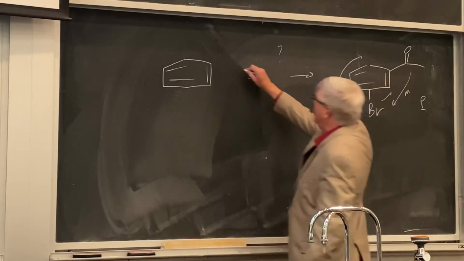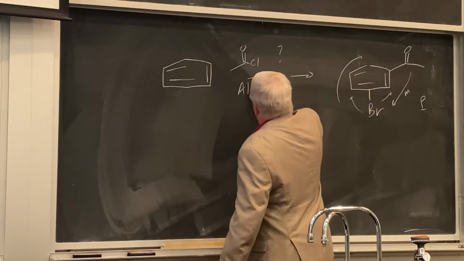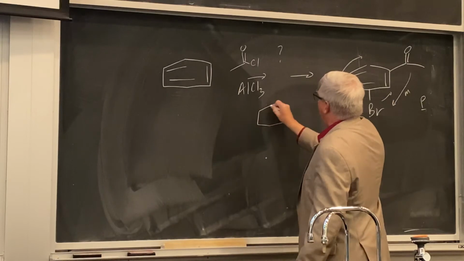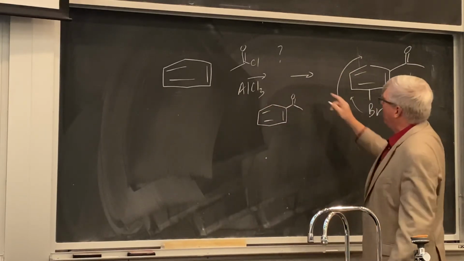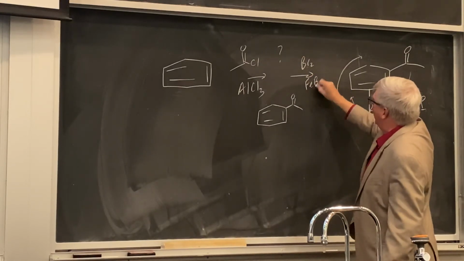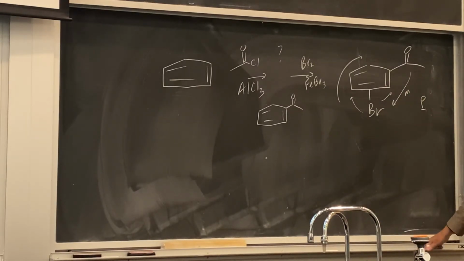So what's our first step here? Right, it should be Friedel-Crafts acylation. Aluminum chloride, acetyl chloride will form the acetophenone. And then what? Second step, we need to do bromination. Okay, ferric bromide and bromine. And that is a meta-director, and that will give us that.